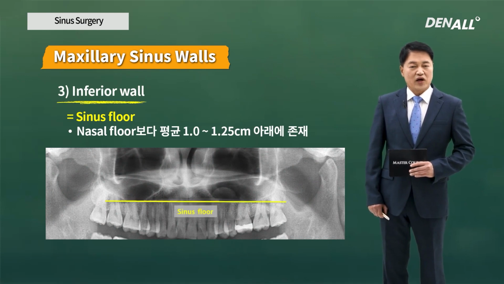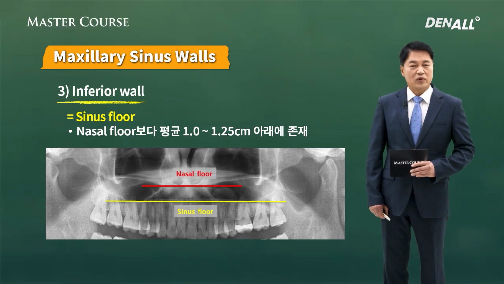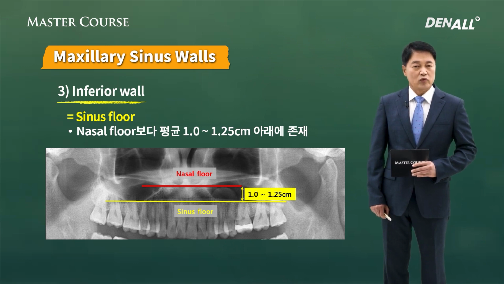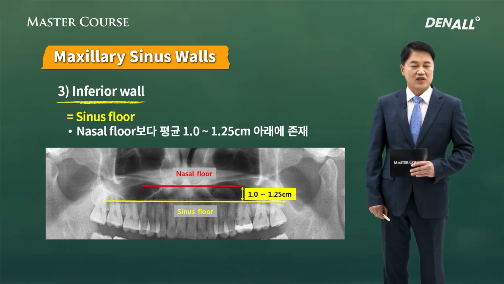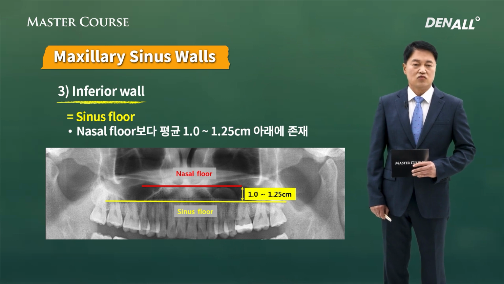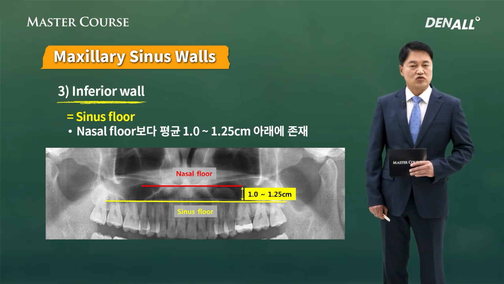is the sinus floor and is normally 1 to 1.25 millimeters below the nasal floor. Inferior wall, from there, sinus cavity starts, and the distance to that equals the amount of the remaining bone. When you do socket lift, you come across this wall.